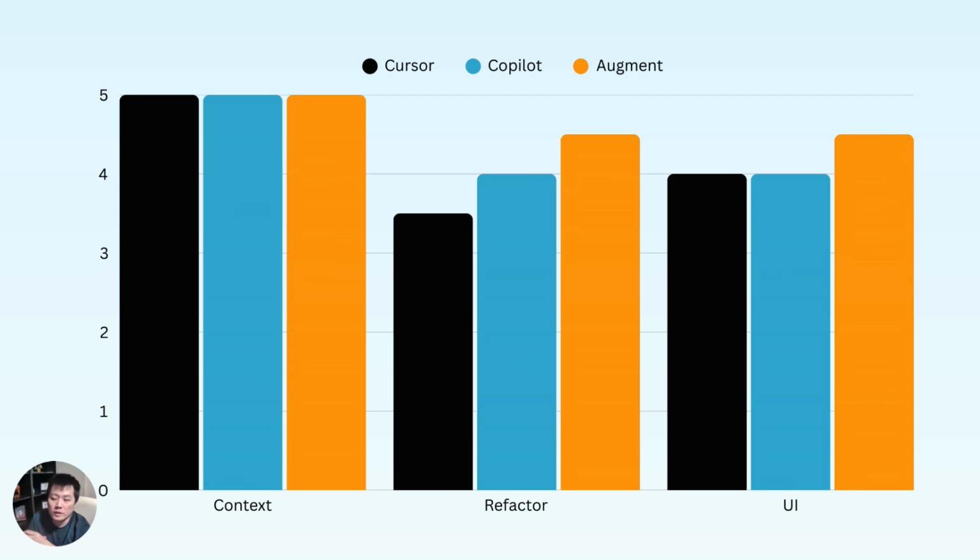Lastly, in terms of UI, I think this is a very subjective thing. But personally, I feel like Augment did the best. Not only did it design according to the requirements of the prompt I gave the AI, but it also implemented some of the interactions, which actually surprised me a little bit.